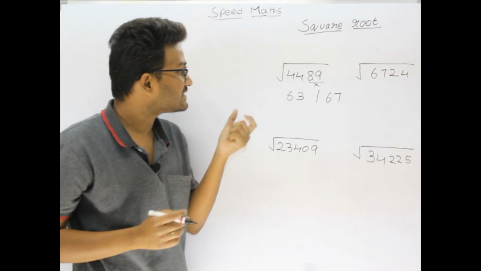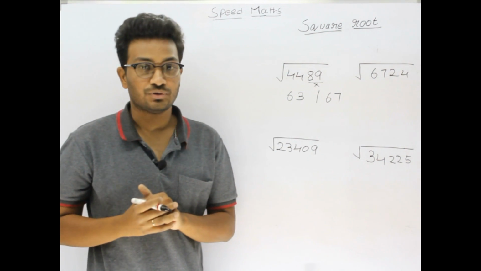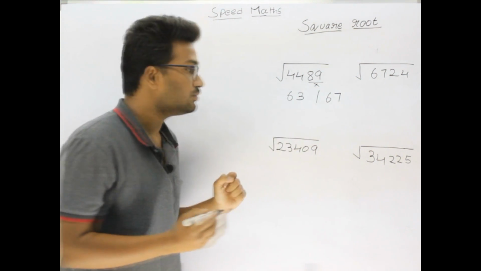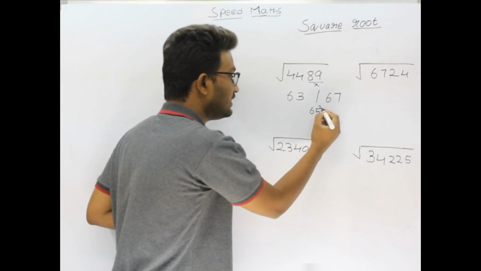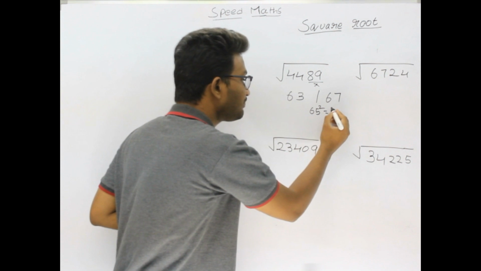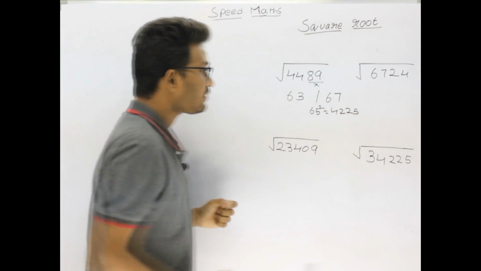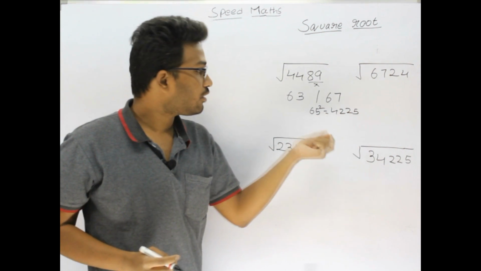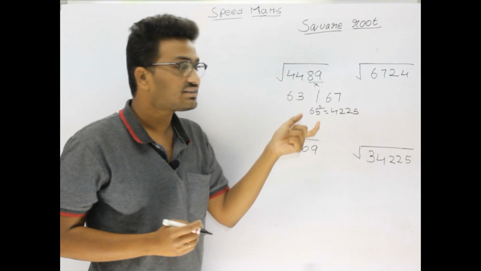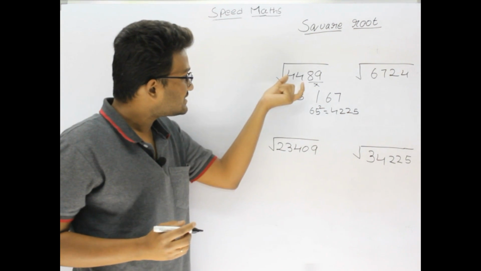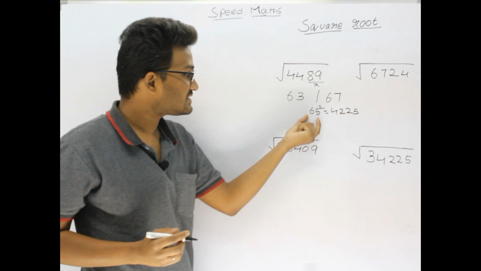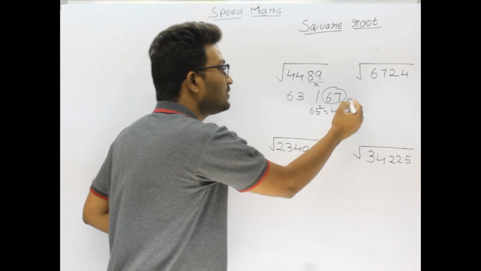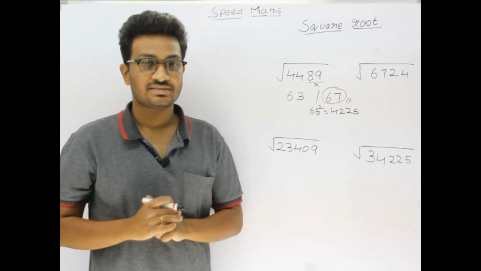And now we don't know what is the exact value of the square root of 4489. It can be 63 or 67. So what we have to do is take a middle value. Let's take that middle value as 65 square. And we know that 65 square is nothing but 4225. Now tell me, is 4489 greater than 4225 or less than 4225? It is greater than 4225. So the square root of this number will be greater than 65. What is the number which is greater than 65? It is 67. So the square root of 4489 will be 67.